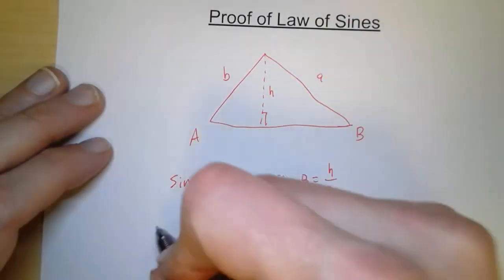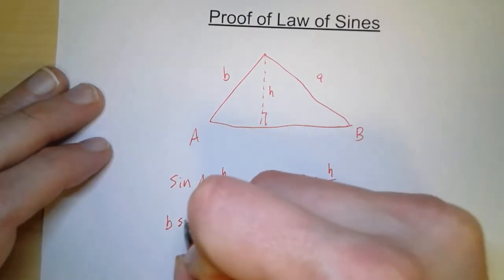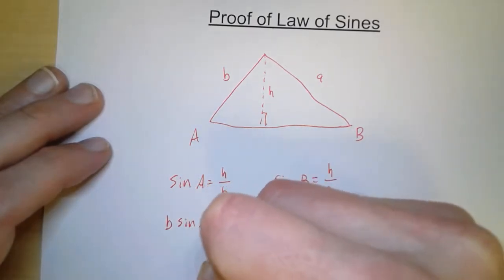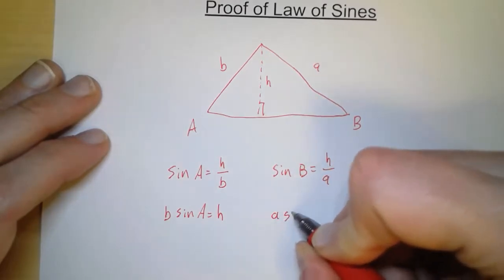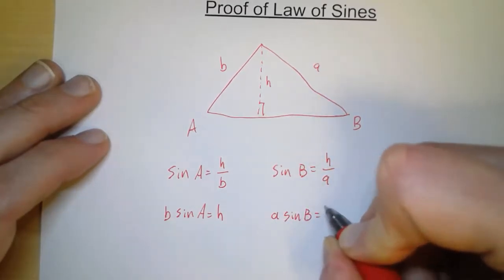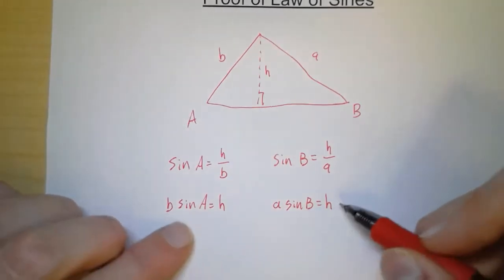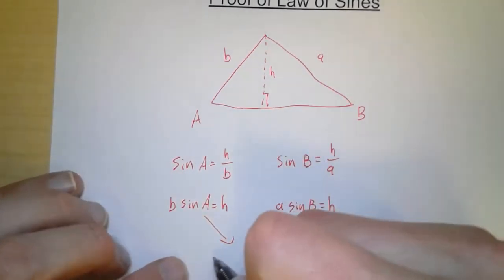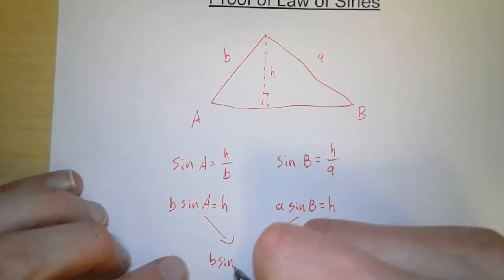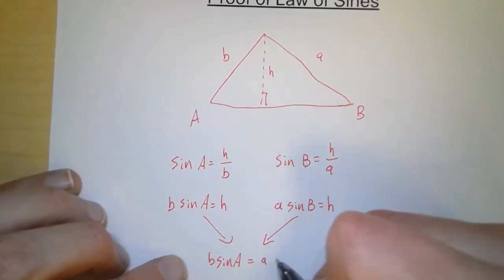So I multiply out B. So B times sine of A equals h. And I multiply out the A. So A times sine of B equals h. Now since they're both equal to h, that means they're both equal to each other. So B sine A equals A sine B.